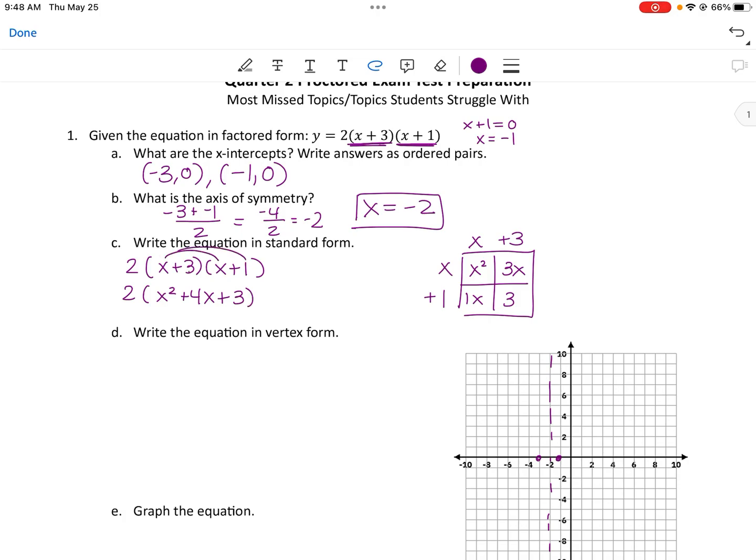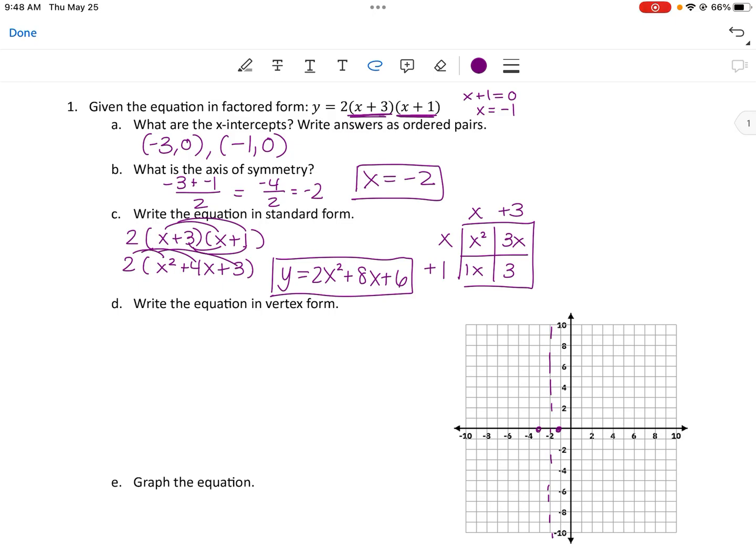You can also think about distributing and multiplying each term individually. And that's what we're going to have to do with the 2: we're going to have to multiply that 2 in. So we end up getting y equals 2x squared plus 8x plus 6.